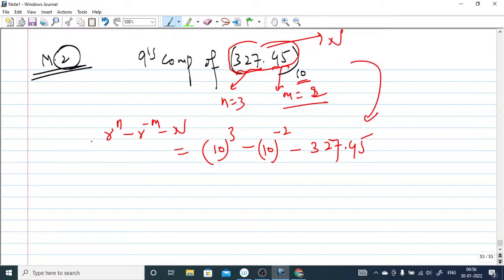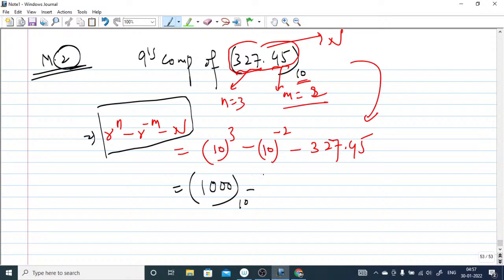This is how we can find the nines or tens complement, right? Just by directly applying the formula. So this will be 1000 base 10, and this will be 0.01 base 10, minus. Now you might be understanding why we are using tens complement, because of this.